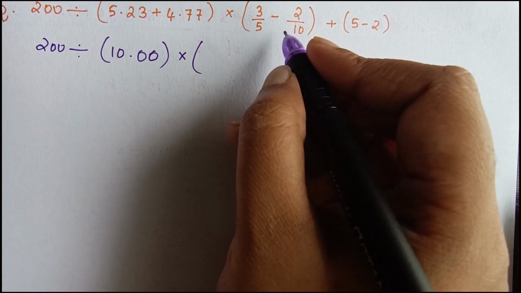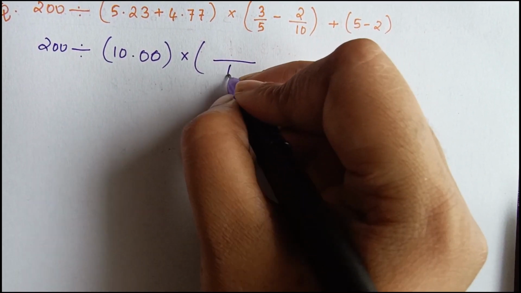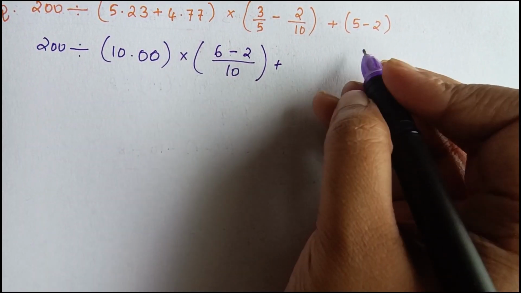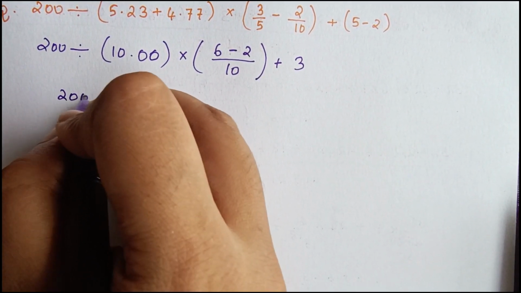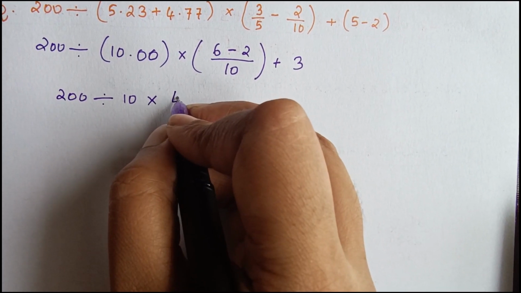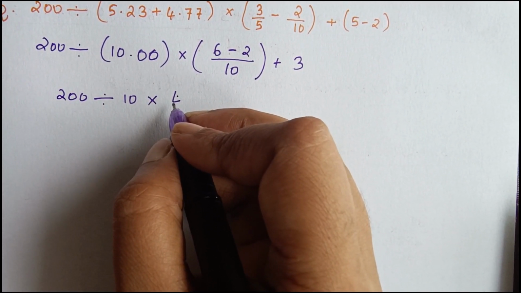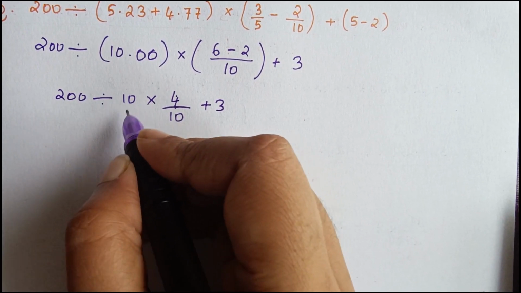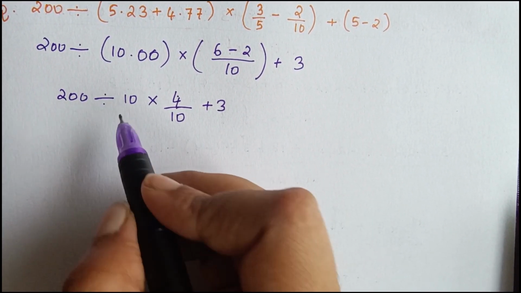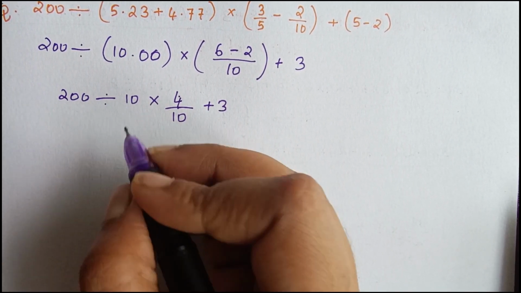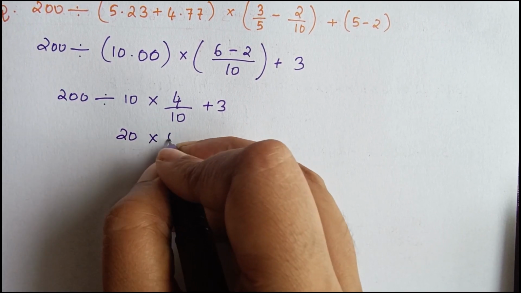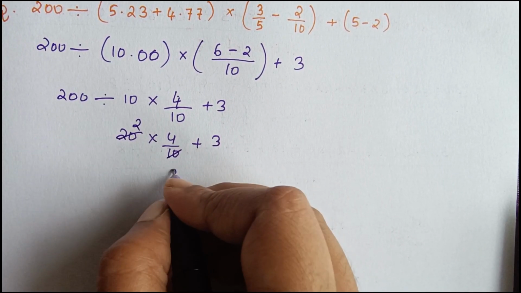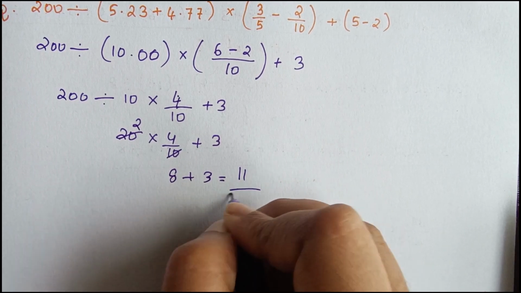Into here you will need to find the LCM. Here LCM is 10. 5 into 2 is 10, so 3 into 2 is 6 minus 2 plus 5 minus 2 is 3. Now 200 divided by 10 into 4 by 10 plus 3. So here you should not cancel this 10 and 10 because you need to do the division first, then only multiplication. So 200 divided by 10 is 20. 20 into 4 by 10 plus 3. Here you can cancel. Now this 2 into 4, 8 plus 3 equal to 11 is the answer.